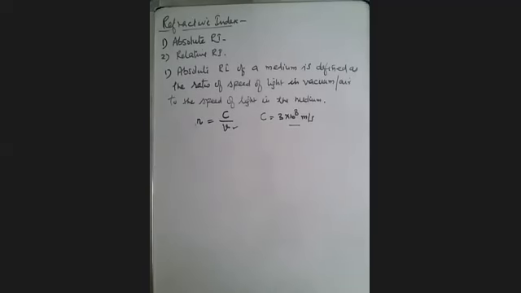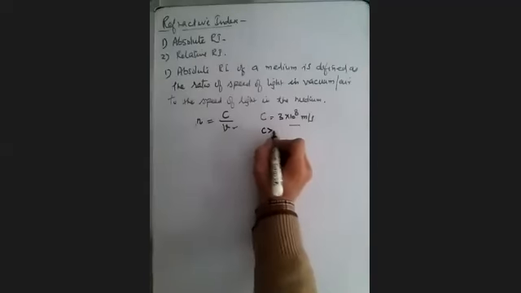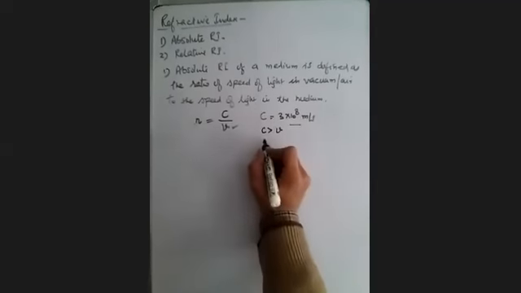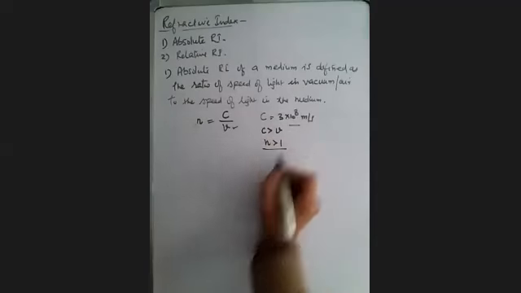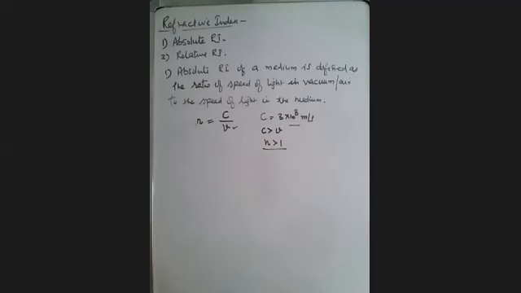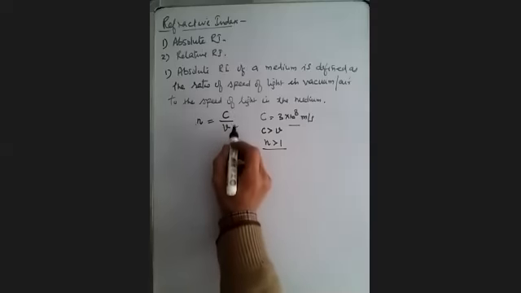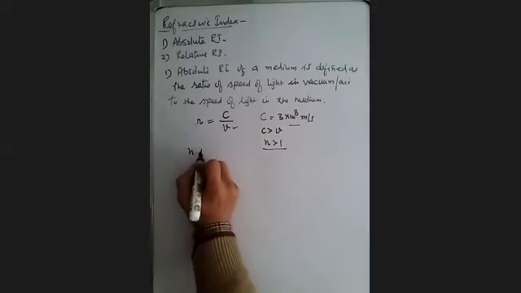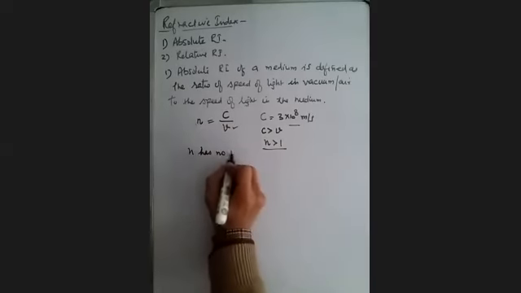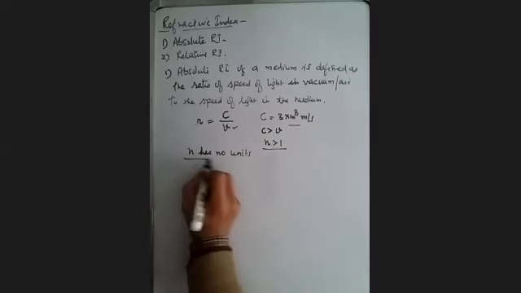Okay, so as the light moves from air or vacuum into the medium, the speed will decrease. And always c is greater than v, and therefore the value of n is always greater than 1. And refractive index, because this is speed of light, this is also speed of light, so units are the same. So n has no units. It is unitless.